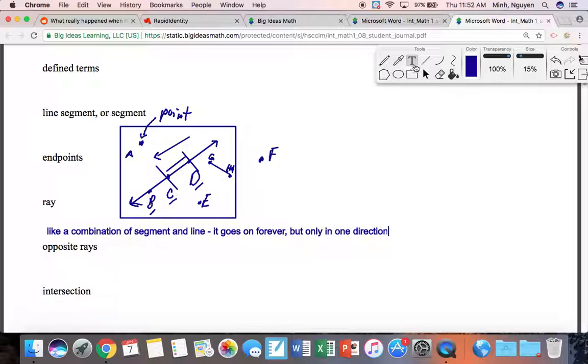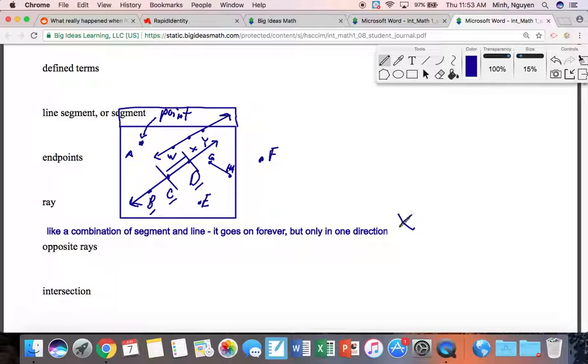Opposite rays. These are just rays that go in the opposite direction. Now this is going to look funny, and pretend for the sake of this that they're all in the same plane. If you look at this, you might say, oh, it just looks like a line. So this is where naming becomes important. Let's say W, X, and Y. I'm going to show you the naming convention for a ray.